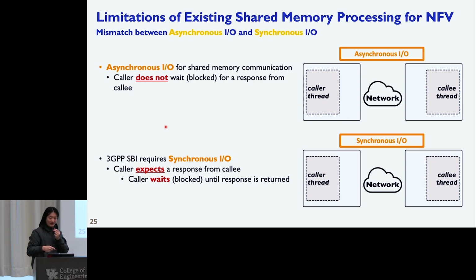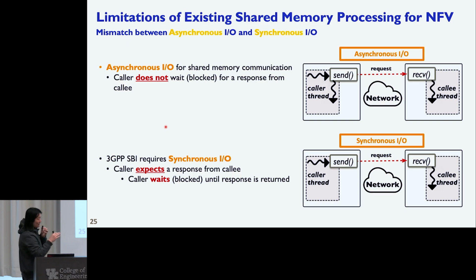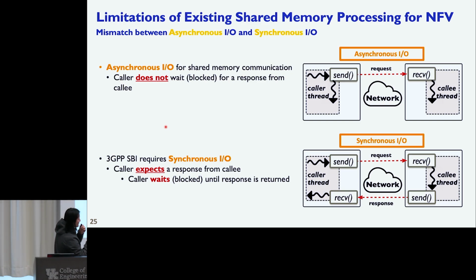Why does this matter? If you look at these examples, when the caller uses either asynchronous or synchronous I/O to send a message to the callee in another network function, it uses the send call to send the data, and the callee uses the receive call to receive the data. At this stage they are the same. The difference is that for synchronous I/O, the caller expects a response from the callee, and it has to block and wait for the response to return before it proceeds to do other tasks.